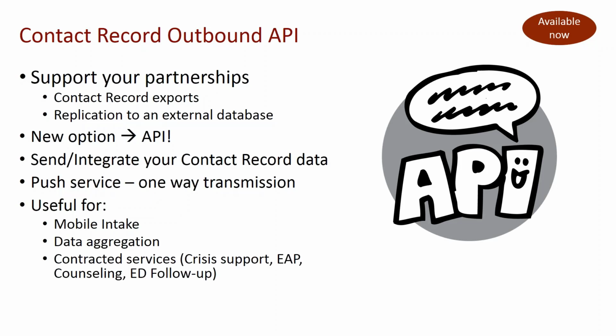Or if maybe you're a contracted party that is providing services like crisis support or an EAP service or counseling, or you're doing emergency room follow-up, and those services that have contracted you are expecting to get this contact record data sent back to them. This is another place where maybe they have a RESTful API service and they would like to have that data sent that way. You are able to do that now.